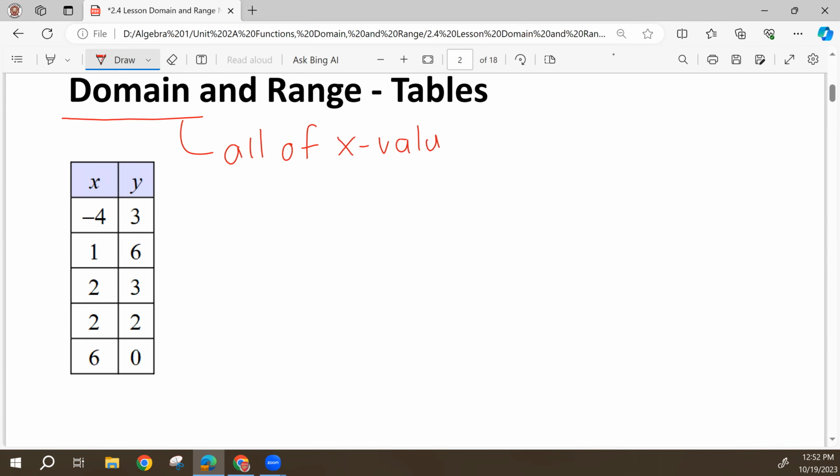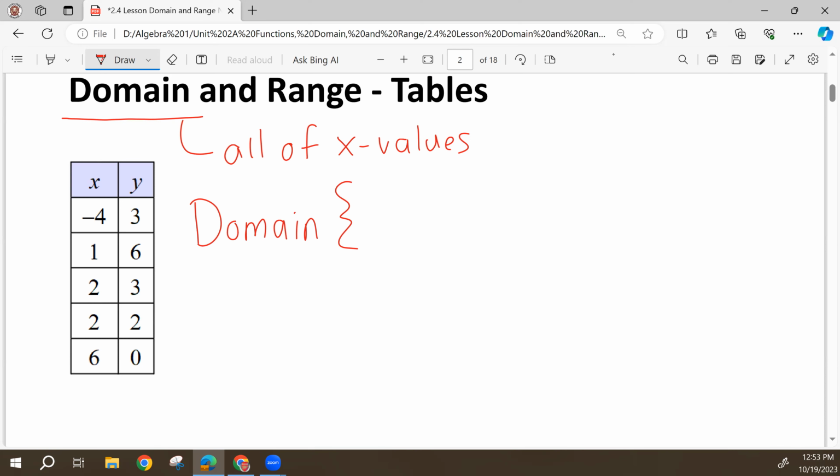So we can write a set of all of the x values. So in this table, we can look at all the x values and we write them in set notation with the little curly braces. And we typically list them in order from smallest to biggest. And if we have a repeat value, then we don't repeat it. We just write it once.